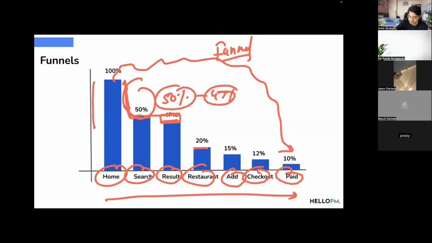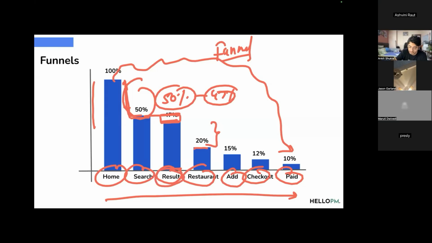Yes. And now this is the problem. People who are coming to the search are searching something, but they are not going to any restaurant. This is a major drop off, 47% to 20%. A major one, almost getting halved, right? So tell me what could be the reason here.